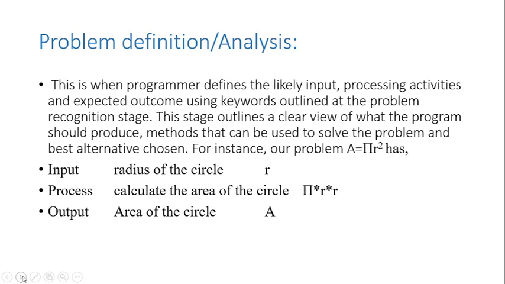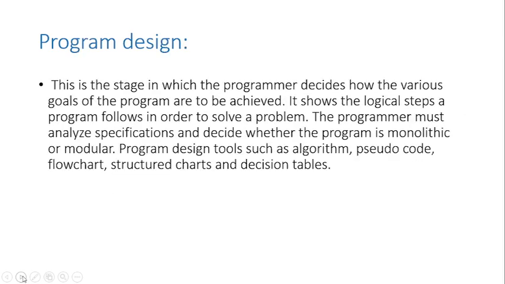For instance, our problem, area is equal to pi r squared, has the following steps. Input: we input the radius of the circle. Process: we calculate the area of the circle, which is pi multiplied by radius multiplied by radius. Our output is equal to the area of the circle, which is the product of pi times radius times radius.